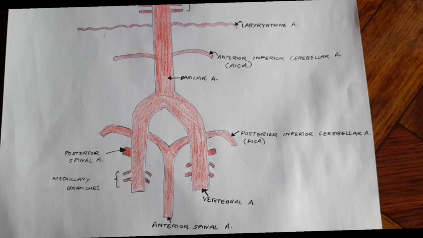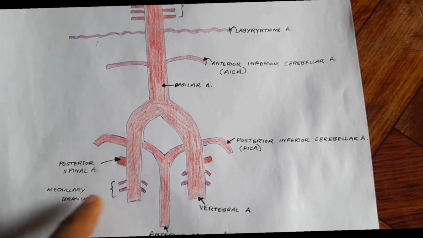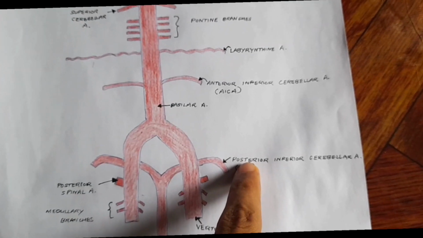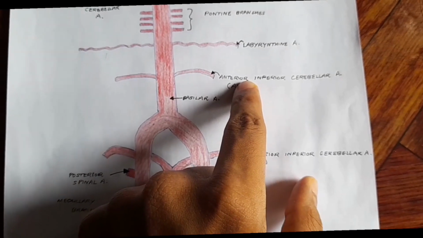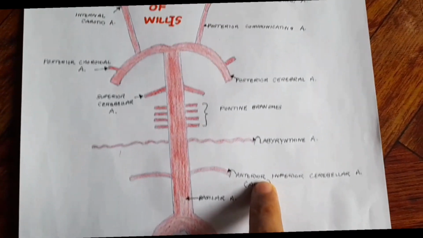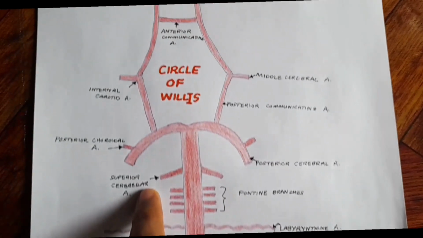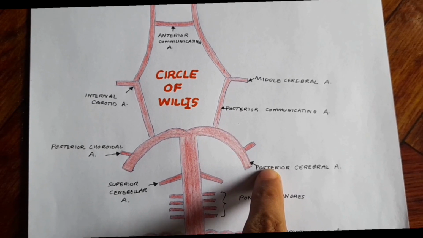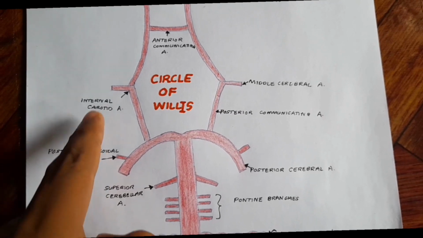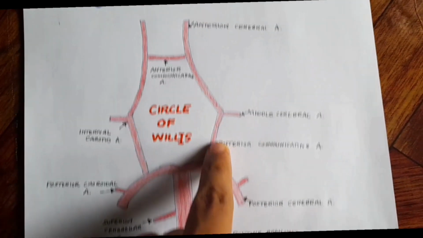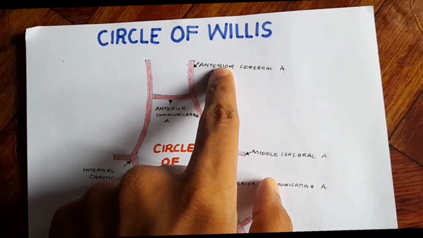Now, as we can see, we have anterior spinal arteries, vertebral arteries, medullary branches, posterior spinal arteries, posterior inferior cerebellar artery, also known as PICA. We have basilar arteries, anterior inferior cerebellar artery, labyrinthine arteries, pontine branches, superior cerebellar artery, posterior cerebral artery, posterior parietal artery, and internal carotid artery, posterior communicating artery, middle cerebral artery, anterior communicating artery, and anterior cerebral artery.